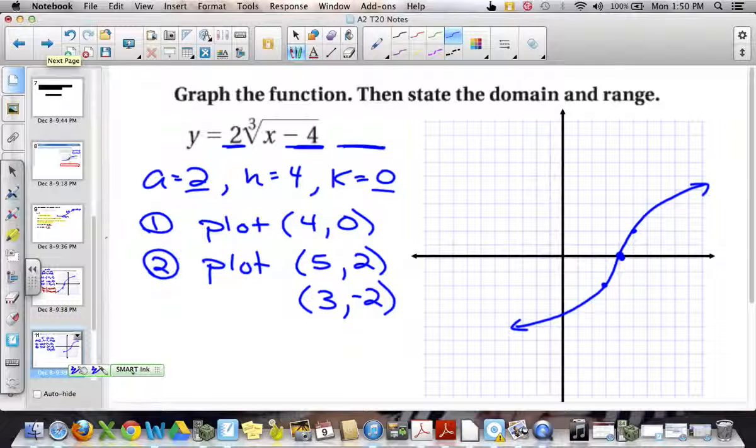And there's your graph. So the last piece then is write the domain and range, which again is very trivial because it's always the same. It's negative infinity to infinity.